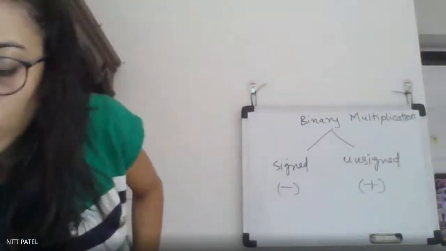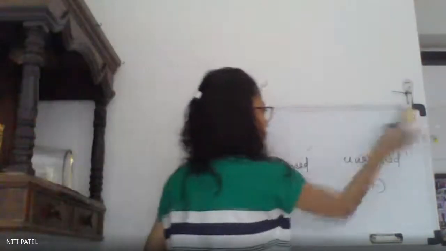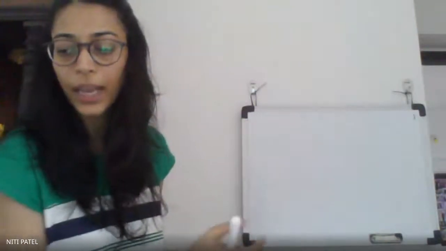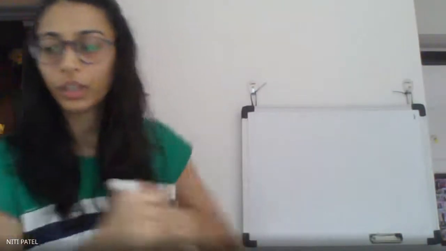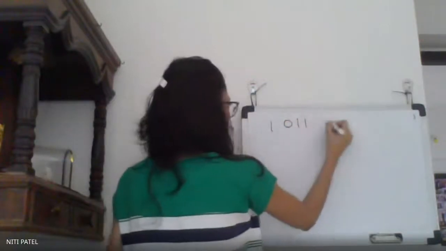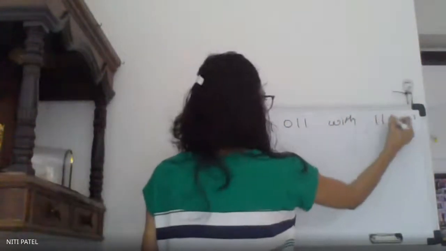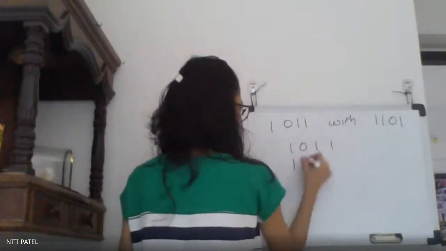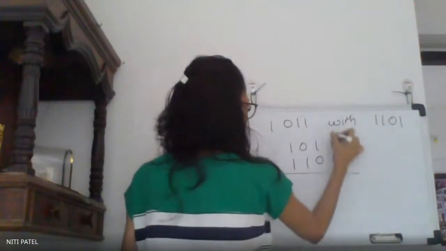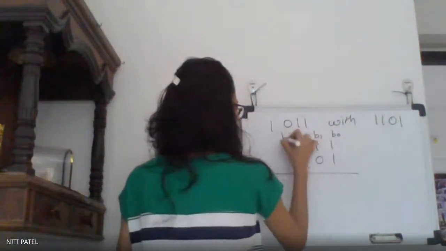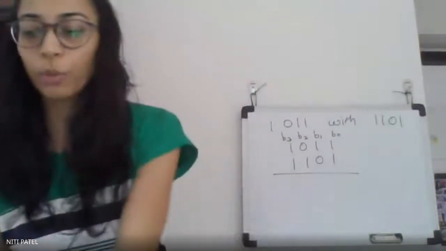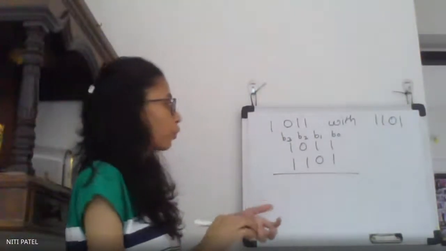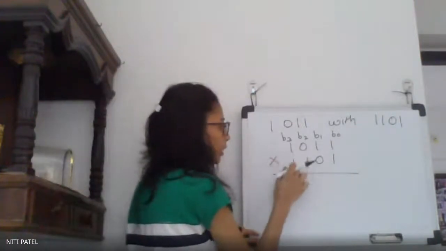Okay, take down the first question. Multiply 1011 with 1101. So we have both the numbers which are binary. We have to perform multiplication of the first number with the second number.